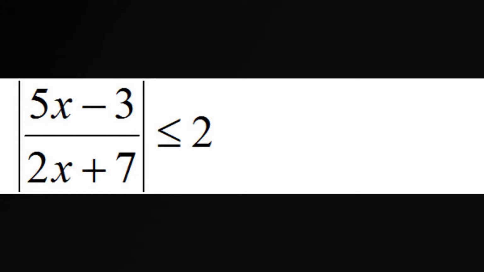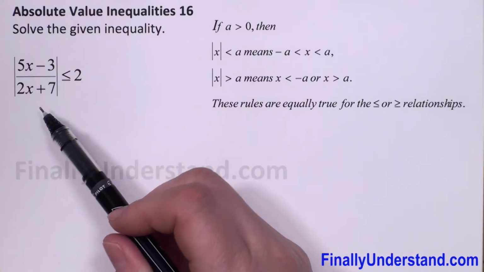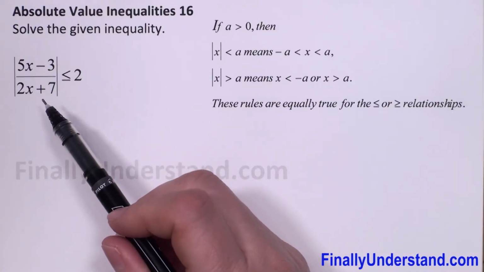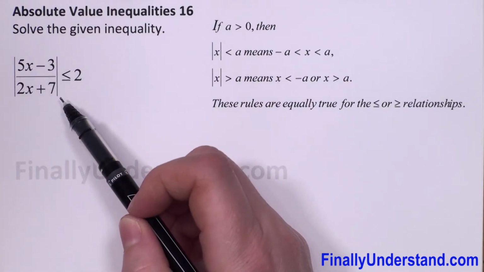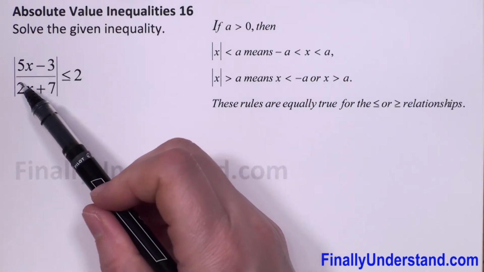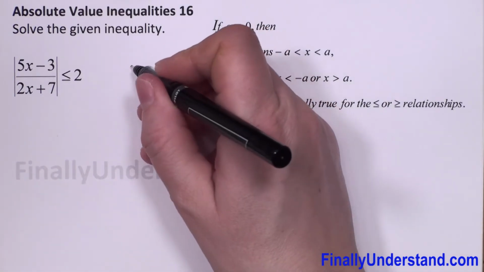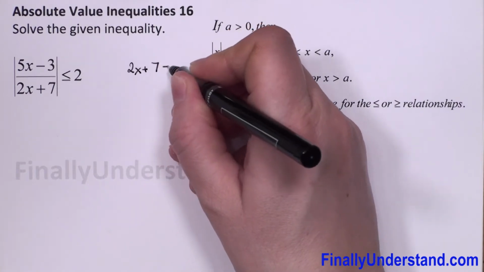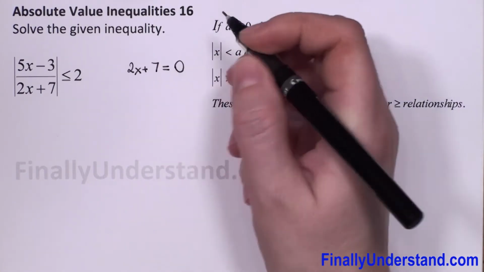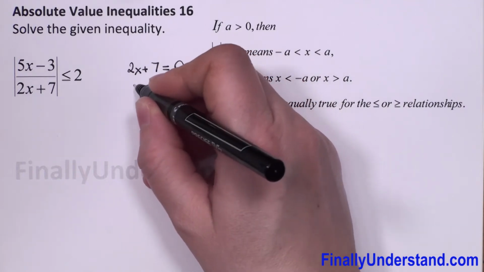Let's see our example. We have a rational inequality with absolute value. Because we have a rational inequality, first we have to find the domain for this inequality. So it means we have to check when this denominator will be 0. So we have 2x plus 7 is equal to 0. So we have to solve this equation.